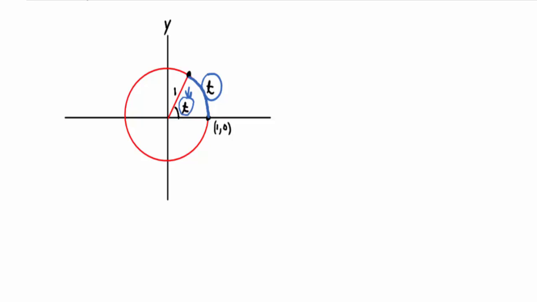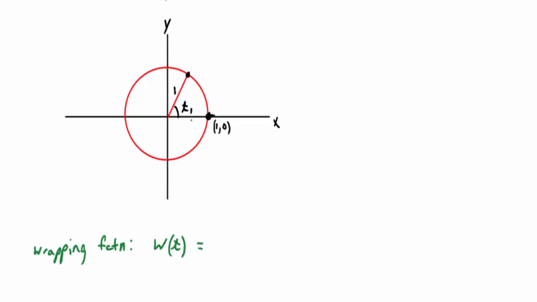That's the only reason it's the same. We'll look at this picture. So T1 is just a specific value of T. And I want to talk for a second about the wrapping function. But before I talk about that, let's review what a function does.